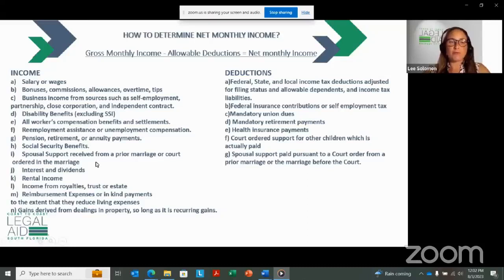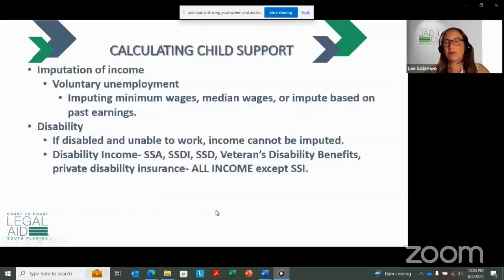Spousal support received from a prior marriage or court ordered in the marriage, interest and dividends, rental income, income from royalties, trusts, or estates, reimbursement expenses or in-kind payments to the extent that they reduce living expenses, gains derived from dealings in property, so long as it is a recurring gain. So that's something to take note of as well.